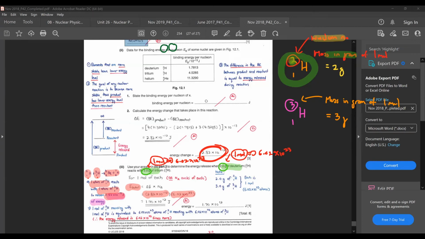This means you have 6.023 times 10 power 23 reacting with each other. All you need to do is multiply whatever energy you found initially with that amount. Then you're going to get the answer as 1.7 times 10 power 12 joules, just like that. Okay, so this one is okay.